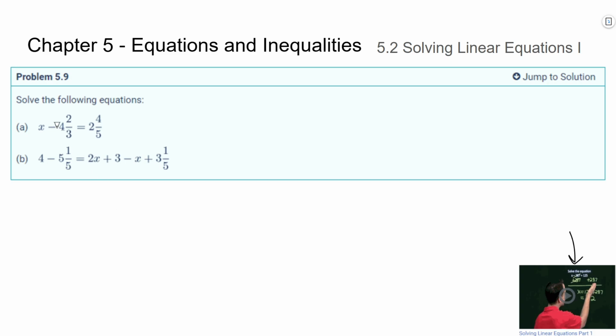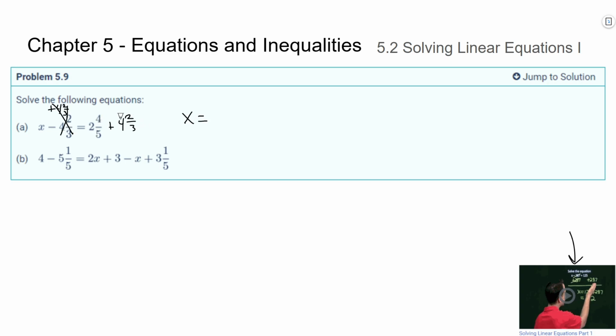Okay, so same thing as before. In order to get x by itself, we want to get rid of this other stuff. So instead of minus 4 2/3, we're going to add 4 2/3 to both sides. Plus 4 2/3. We know this side here, these are going to cancel out. So we're going to be left with x equals something.